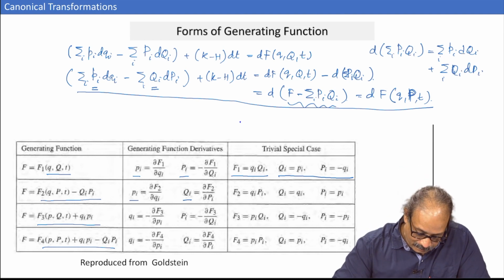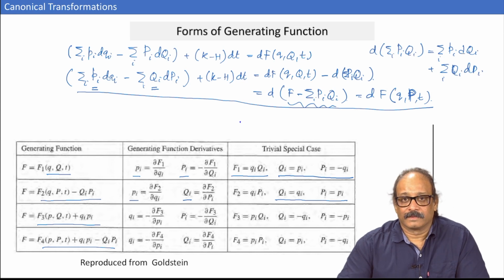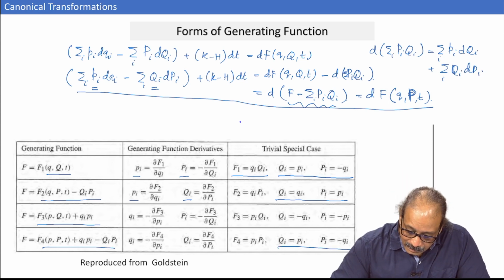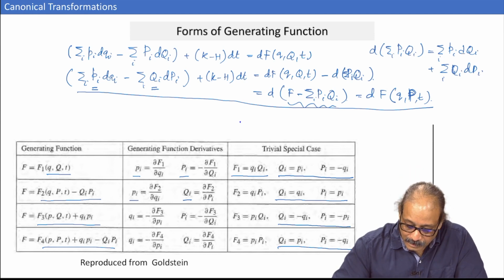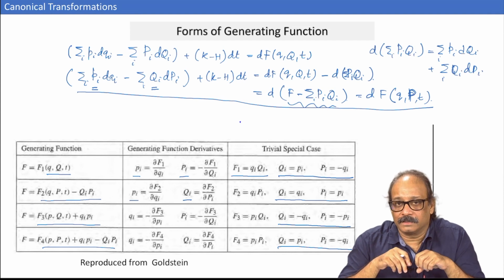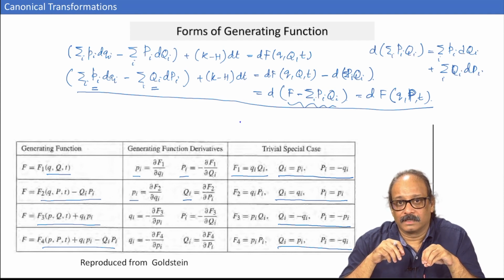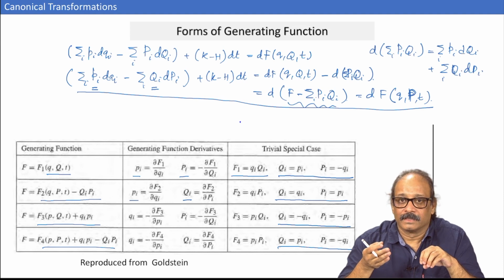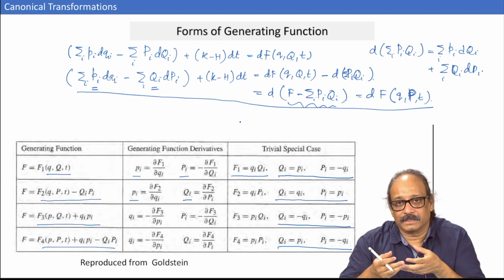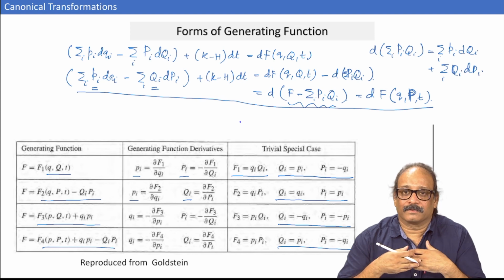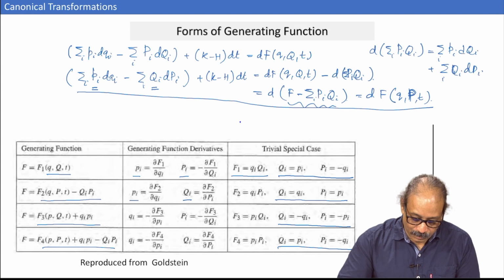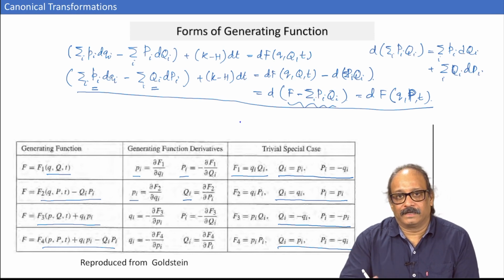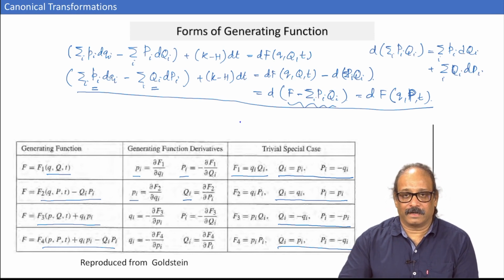Look at the second case. In this case, of course, we generate an identity transformation. The last one is again the same as the first one. And this one here, what is this operation? Where new coordinates are minus of the old coordinates and new momenta are minus of the old momenta. Now, this is nothing but a parity transformation. Okay. So, in the most trivial cases, these 4 special cases will generate the well known transformations.